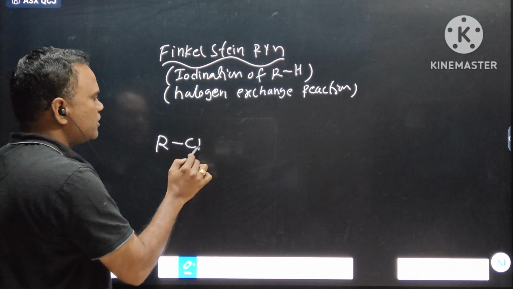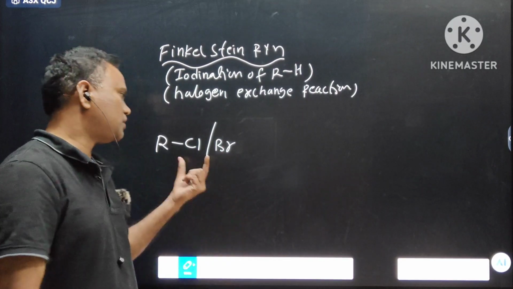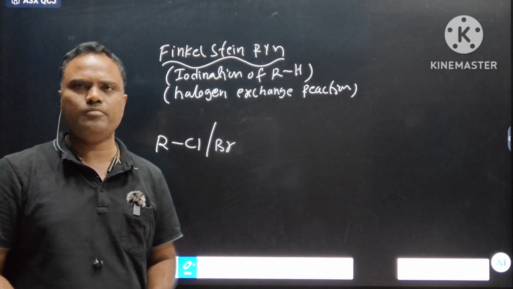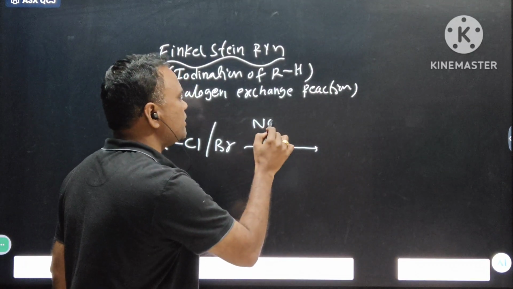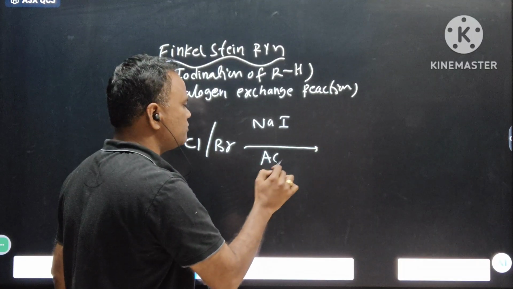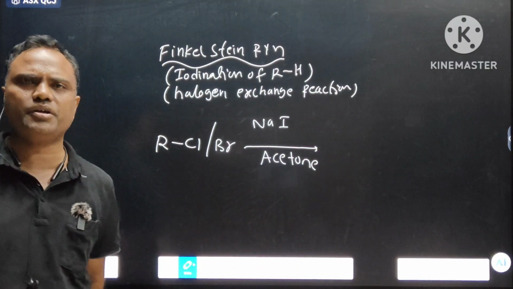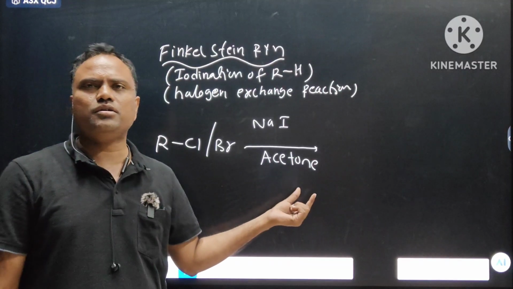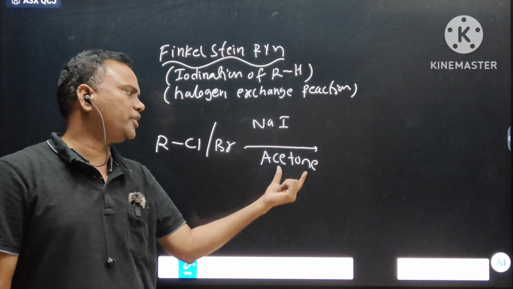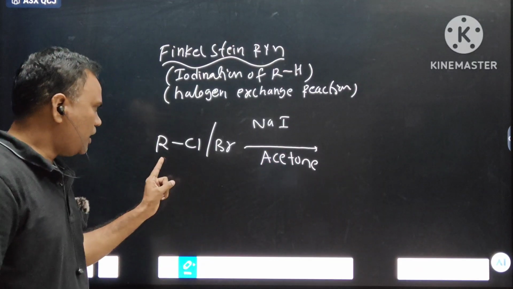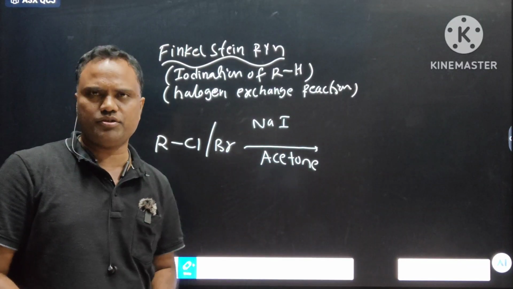See the definition of the Finkelstein reaction. Alkyl chlorides or bromides, meaning you can take methyl chloride or methyl bromide, when treated with sodium iodide in dry acetone. The reagent is very, very important. This question will come in the coming exam. Very important. The reagent of Finkelstein is sodium iodide in acetone.